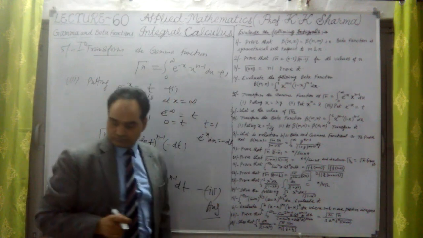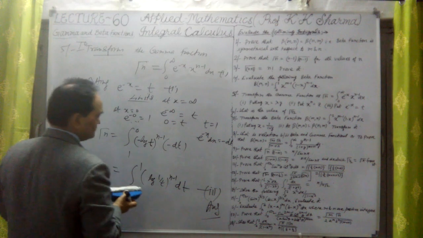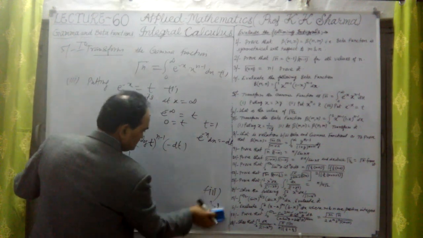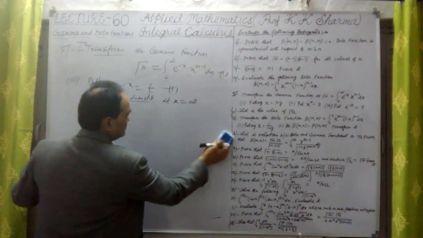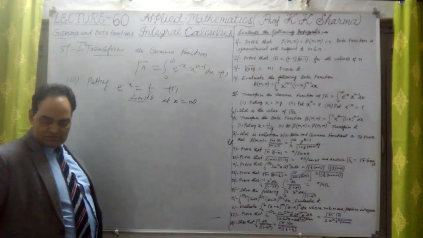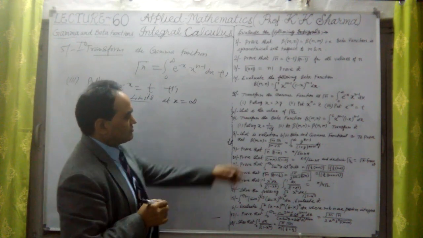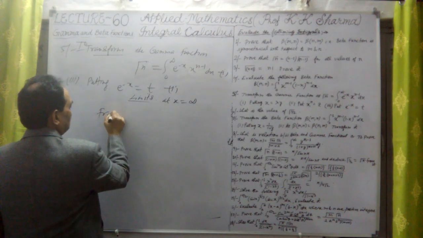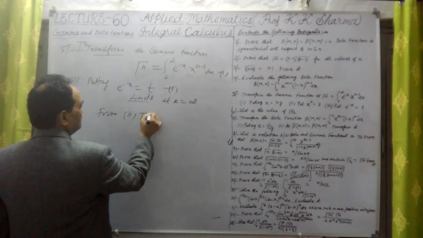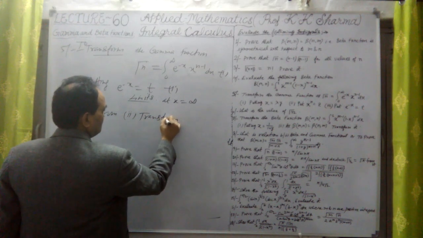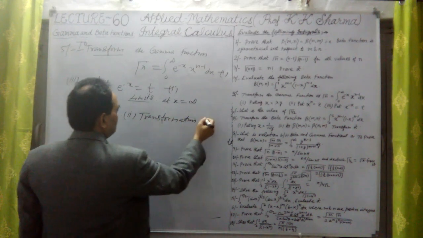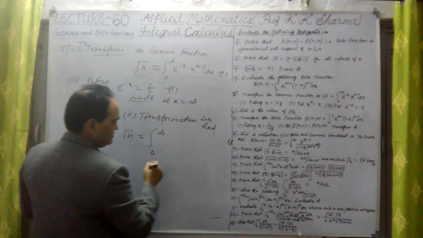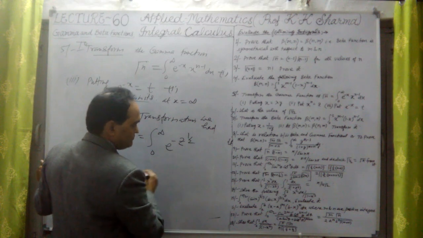Now question number 6 is left. What is question number 6? It asks, what is gamma 1.2? The value of gamma 1.2 is what? Let me take it from the transformation. We have just checked that gamma n, from the second transformation, was equal to the integral from 0 to infinity of e raised to power minus z, z raised to power half, dz.